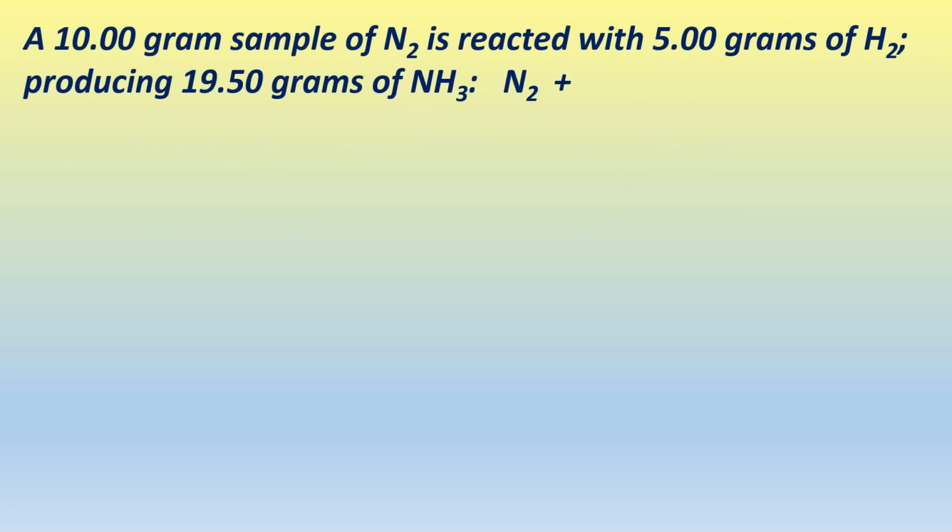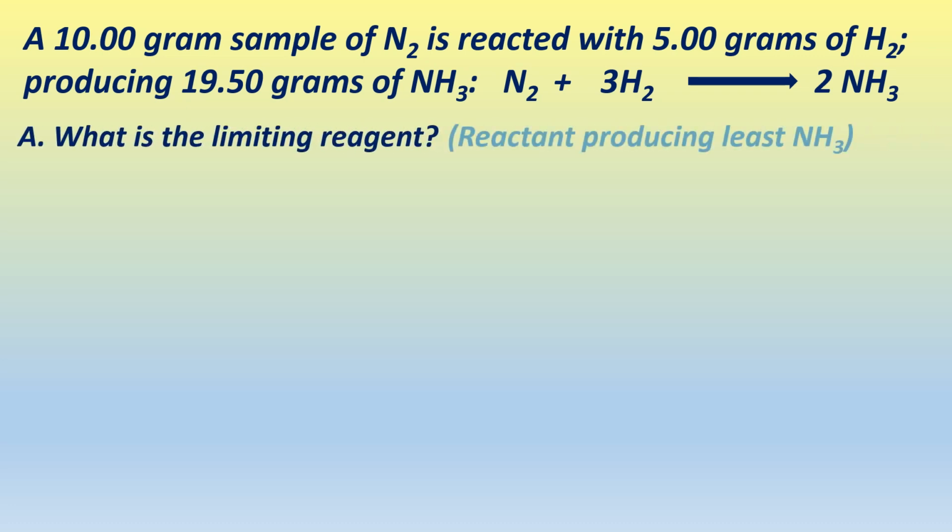Let's say I have a 10-gram sample of nitrogen reacting with 5 grams of hydrogen to form 19.5 grams of ammonia, with a balanced equation saying one nitrogen molecule will react with 3 hydrogen molecules to give 2 ammonias. This balanced equation will be used to determine what is the limiting reagent. Bearing in mind, reagent is a synonym for reactant. The 2 reactants are either going to be nitrogen or hydrogen.